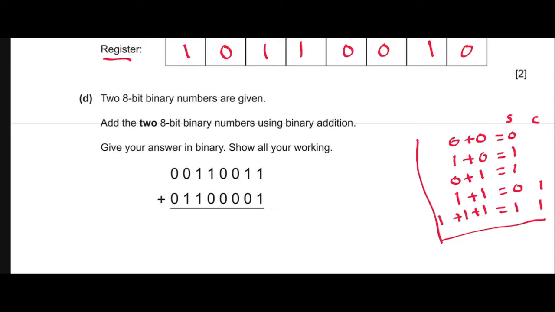First, 1 plus 1. 1 plus 1 is what? 0 is the sum and 1 carry. Okay, again, 1 plus 1, which is 0 and 1 carry. 1 plus 0 is 1. 1 plus 1 again is 0 and 1 carry. Okay. 1 plus 1 is 0 and 1 carry and 1. So this is our answer.